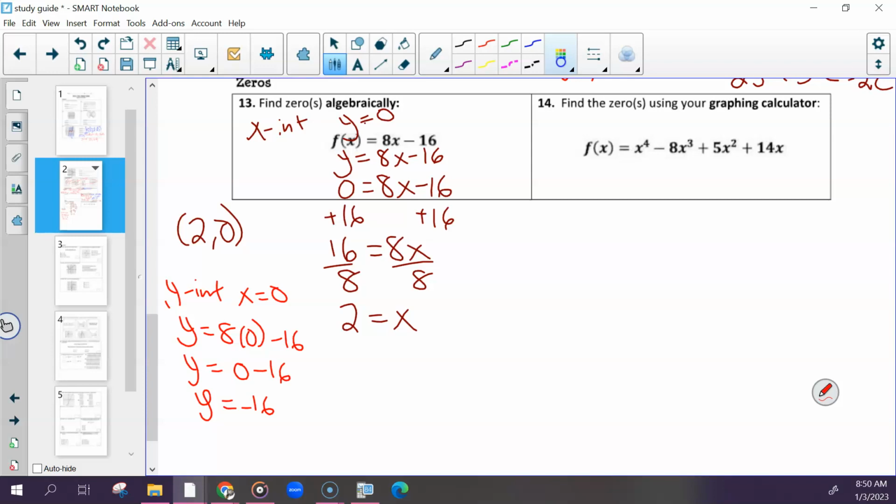Also remember that if it's in this format, y equals some number with x, and then you have a constant, whatever that constant is going to be your y-intercept. You don't have to do this work, but you can if you need to.